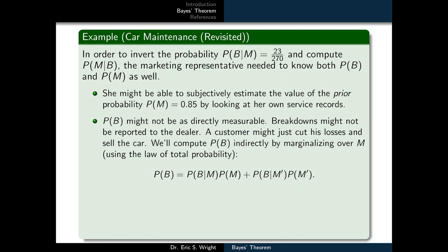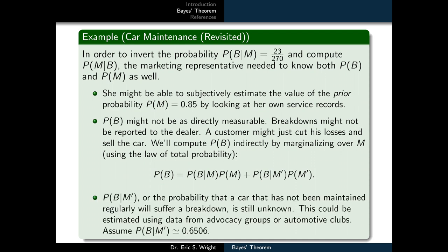indirectly by marginalizing over M using the law of total probability. Probability of B equals the probability of B given M times the probability of M plus the probability of B given M complement times the probability of M complement. The probability of B given M complement, or the probability that a car that has not been maintained regularly will suffer a breakdown, is still unknown. This could be estimated using data from advocacy groups or automotive clubs. Assume the probability of B given M complement equals 0.6506.